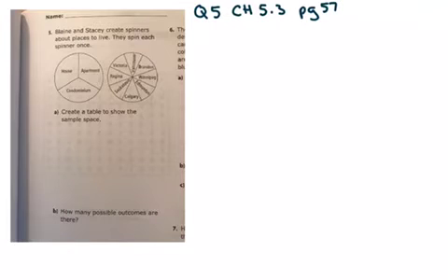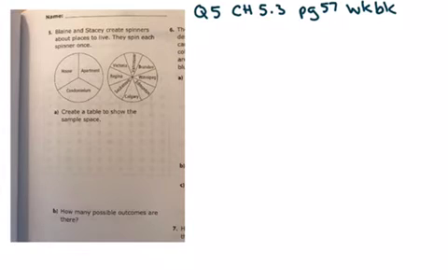Okay, so this is chapter 5.3, question 5, which is page 57 of the workbook. All right, so Blaine and Stacy create spinners about places to live. They spin each spinner once. So we have a spinner that has 3 options: house, apartment, condominium.